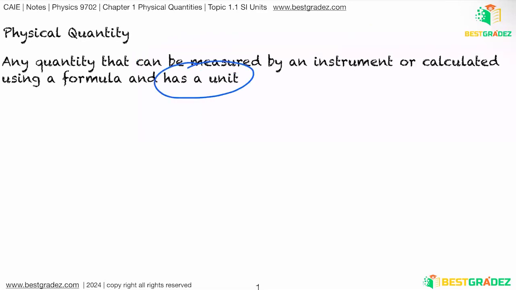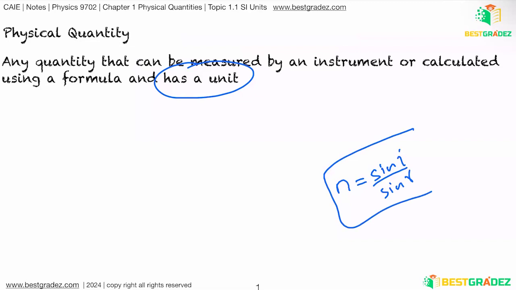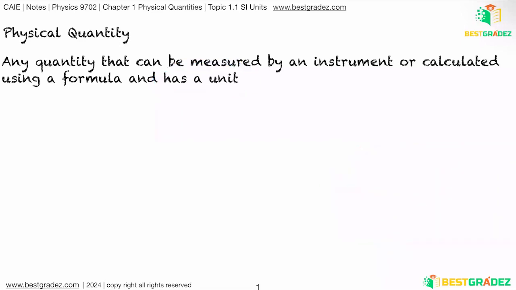So a physical quantity needs to be measured by an instrument, calculated, or it should have a unit. There was an MCQ in which they asked about refractive index. If you remember from your IGCSE, sine i over sine r. Although we do calculate it, refractive index is not a physical quantity because it doesn't have a unit. We just write 1.5, etc. So a physical quantity has an important aspect, which is that it has a unit.